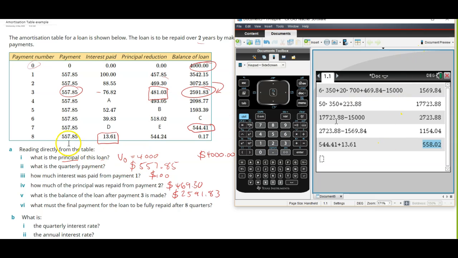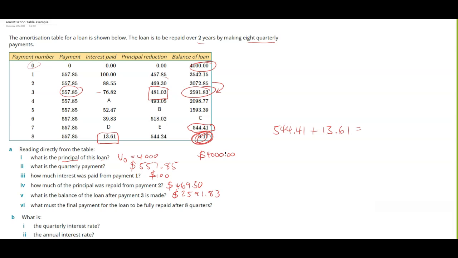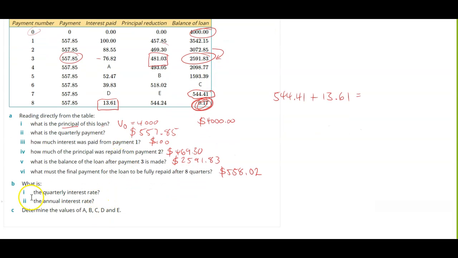Okay, and so instead of paying 557.85, we have to pay an extra little bit there. And it's actually just 17 cents more, which you can see as the leftover there. So the answer is 558.02.